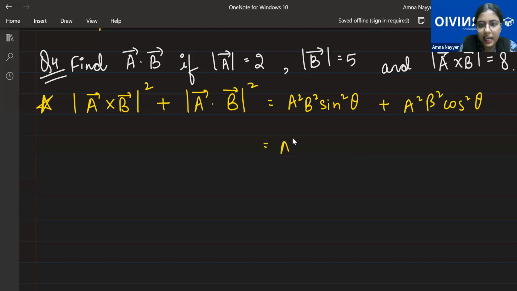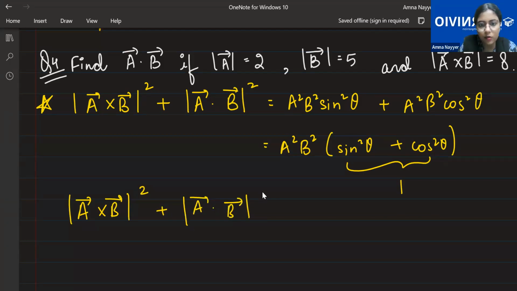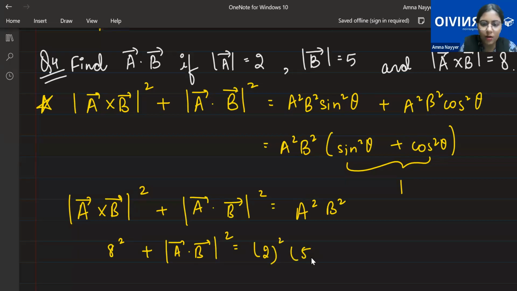Class, if I take A square, B square common, I'll be left with sine square theta plus cos square theta. What is this equal to? 1. Yes. So from here we can say A cross B's magnitude whole square plus A dot B's whole square is simply magnitude of A square, B square. Put in the values. This is 8 square plus A dot B whole square, equals square of 2, square of 5.